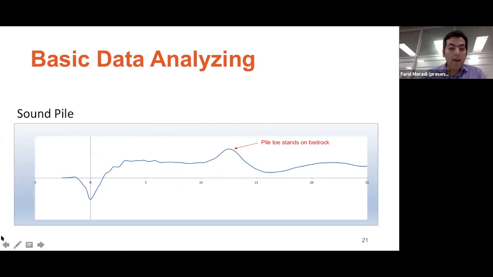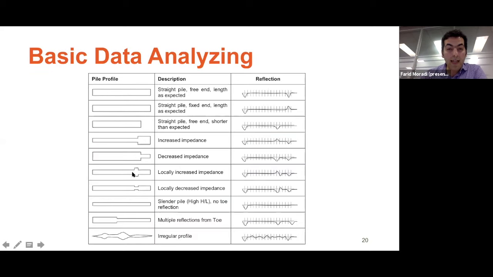The other example we have, here, for that specific case: the first peak is from the impact. The other is the free end. But the peak in the middle is because of the increase in cross-section. Again, we know the impedance is equal to the modulus of elasticity multiplied by the cross-section divided by wave speed. Here at this location, your cross-section increases. It means the impedance from the first part to the second part increases, and we see the positive peak.